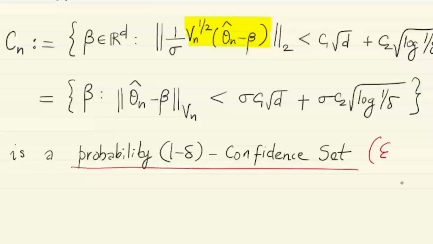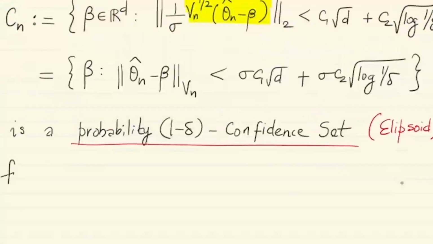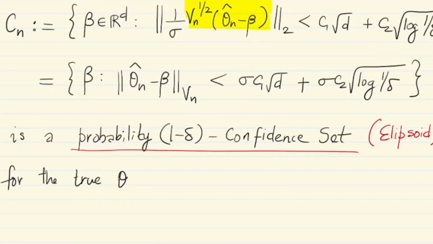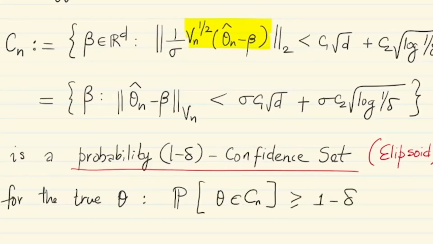In fact, it's an ellipsoidal confidence set. You can call it a confidence ellipsoid specifically for the true parameter theta of the linear model. In the sense that the sense of the confidence set is that the probability that theta belongs to Cn is at least 1 minus delta.